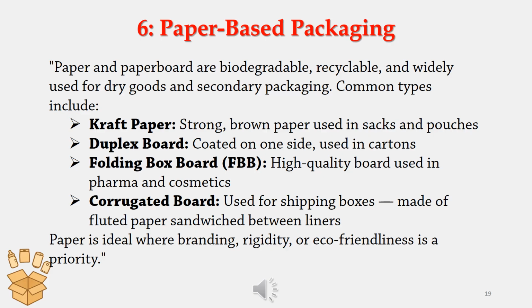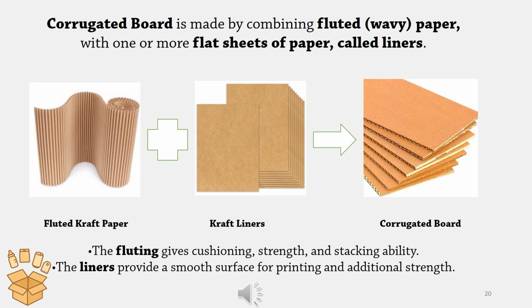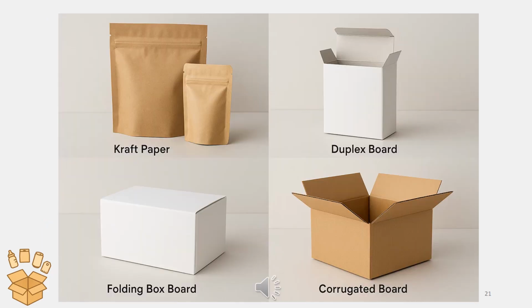Paper is ideal where branding, rigidity or eco-friendliness is a priority. Corrugated board is made by combining fluted, that is wavy paper, with one or more flat sheets of paper called liners. The fluting gives cushioning, strength and stacking ability. The liners provide a smooth surface for printing and additional strength. The picture shows packaging products made from kraft paper, duplex board, folding box board and corrugated board.